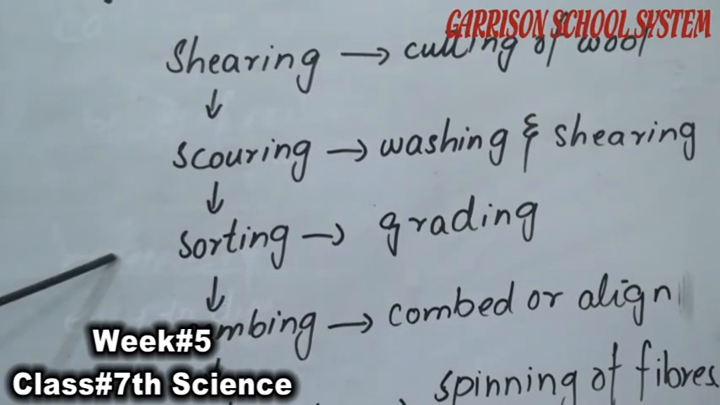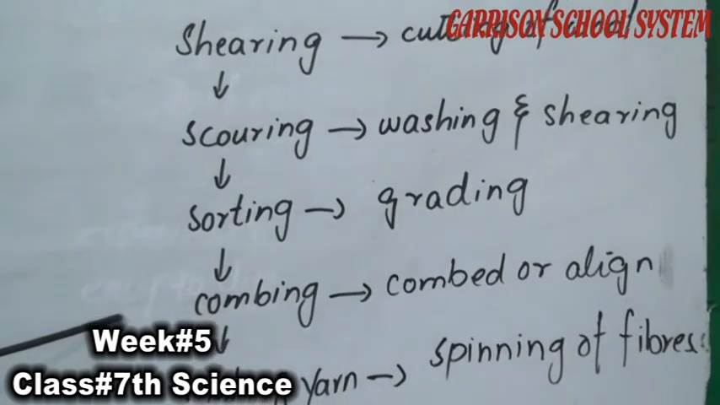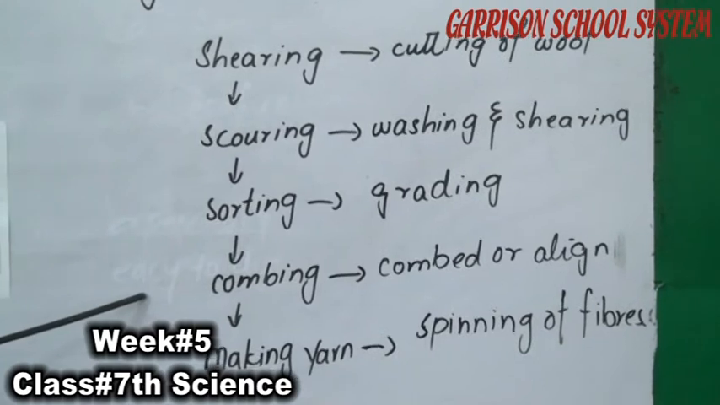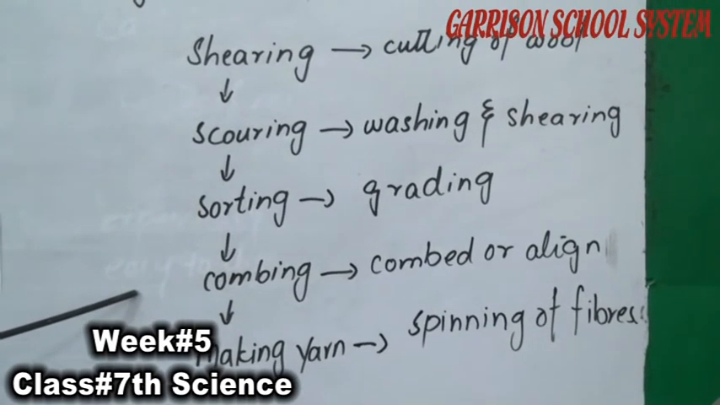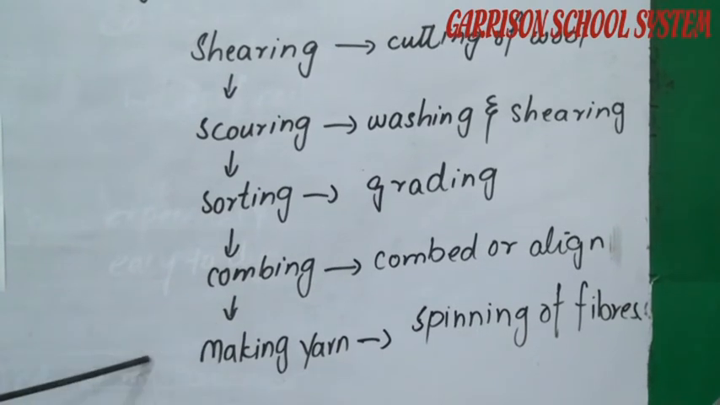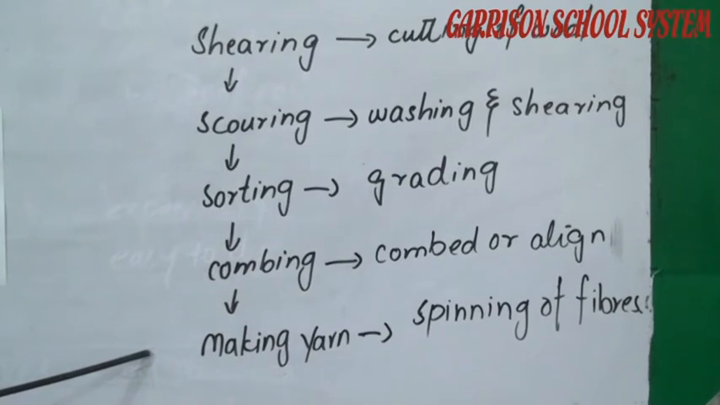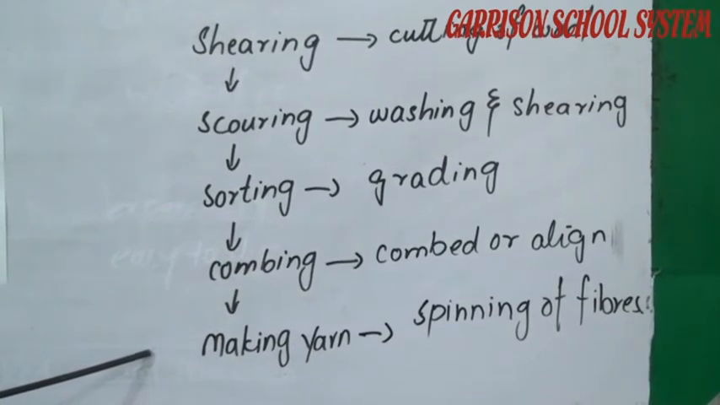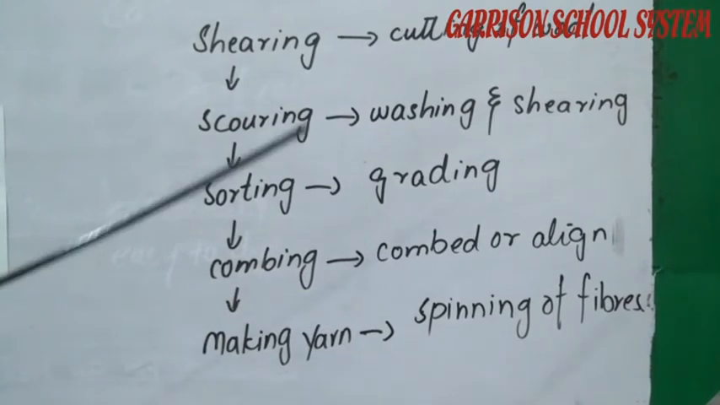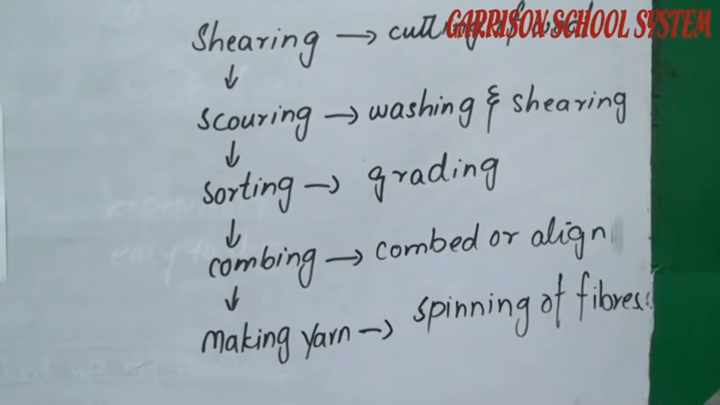After the sorting, there is the combing. In this method, the graded wool is combed and aligned into different layers. After combing, we have to face making yarn. Basically, yarn is used to spin the threads for knitting, sewing or the weaving. So in making yarns, the fibers are spun and ready to make the clothes.